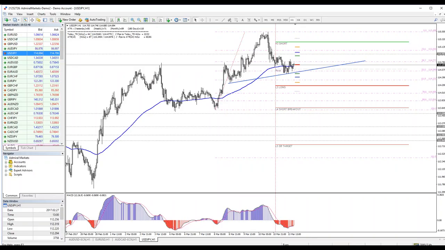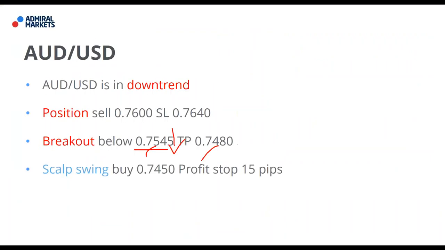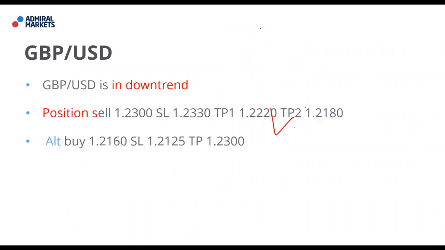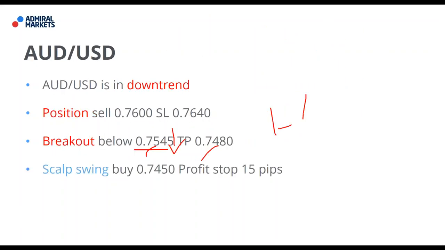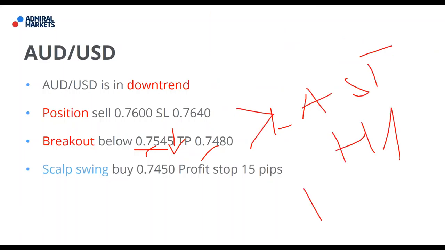For Australian dollar breakout, what is the stop loss? Naveen is asking, stop loss for Australian dollar breakout is above, let me see, above the last high, okay? I need to edit. So above the last 1 hour high for breakout. That is where you should put your stop loss.